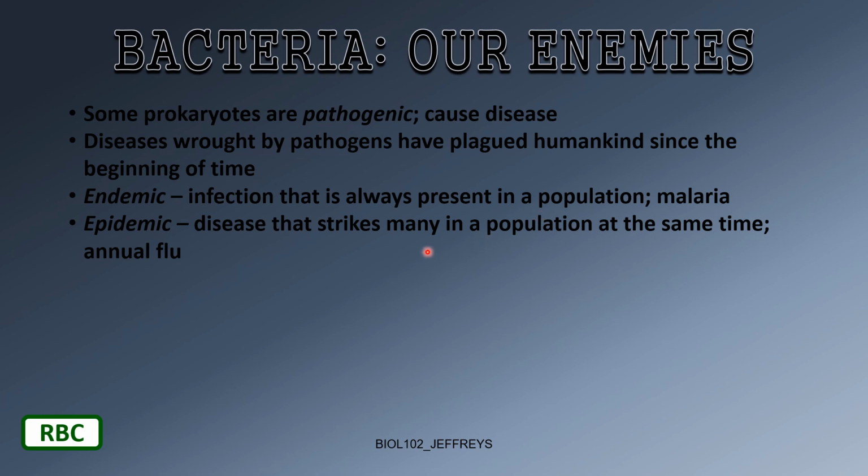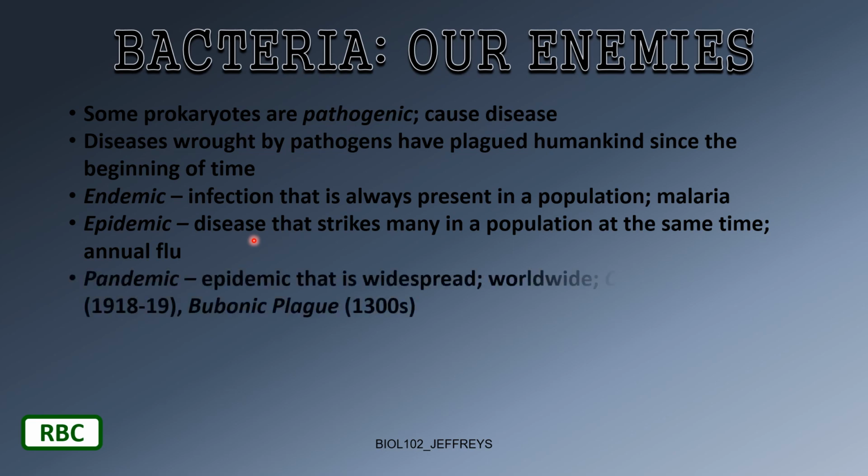An epidemic is a disease that strikes many individuals in a population at the same time. An epidemic would be like the annual flu epidemic in North America. A pandemic, then, is an epidemic that is widespread, usually worldwide, and you are now very familiar with pandemics by way of COVID. The Spanish flu or Spanish influenza of 1918-1919 was certainly a pandemic, and millions of people died from the flu. And then the bubonic plague back in the 1300s killed, I think, a third of the population of Europe.